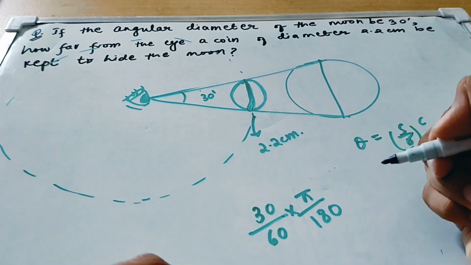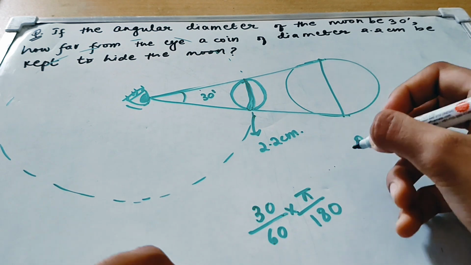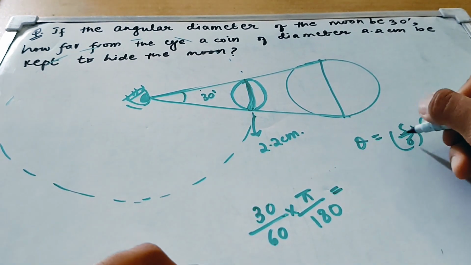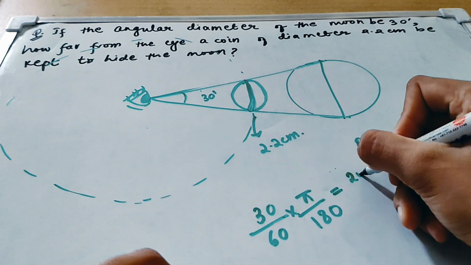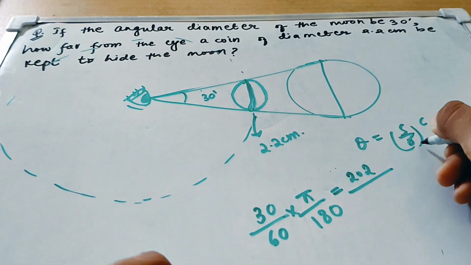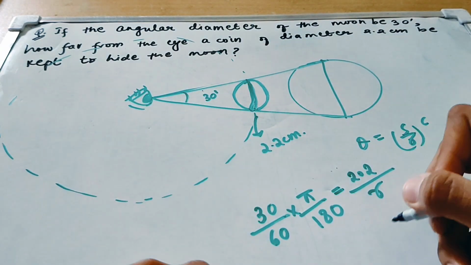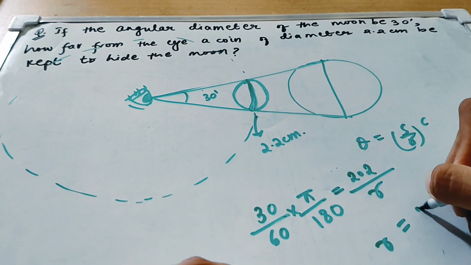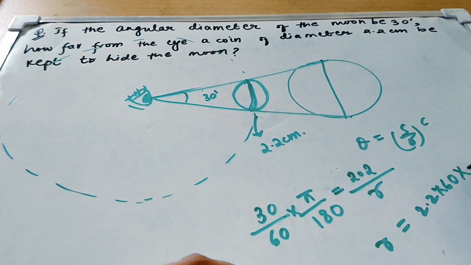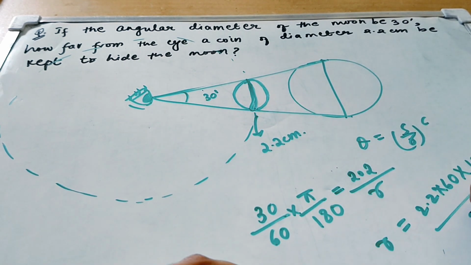This must be understood if you have looked at the previous videos. So we are going to equate it with this. This is the diameter, 2.2 upon r. R will be the distance of the coin from the eye. So r will be equal to 2.2 into 60 into 180 divided by 30 into pi. This is just going to get cancelled by 2. R is going to be 4.4 into 180 divided by 3.14.